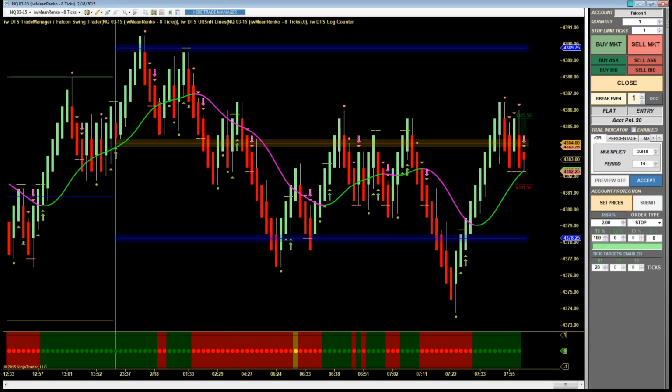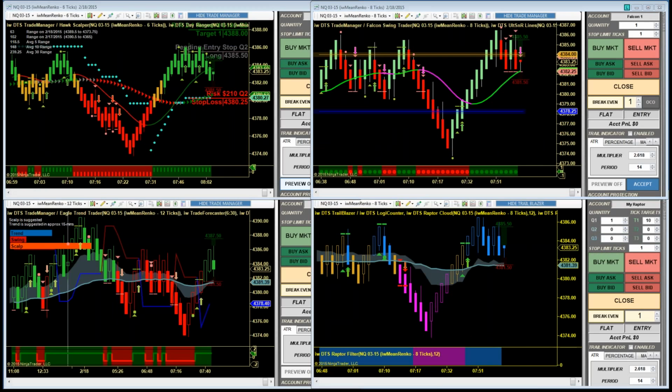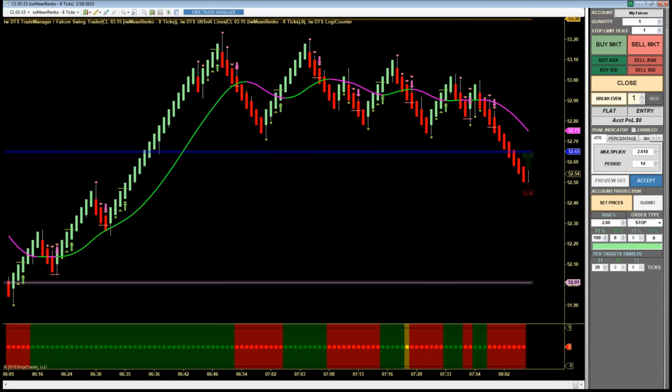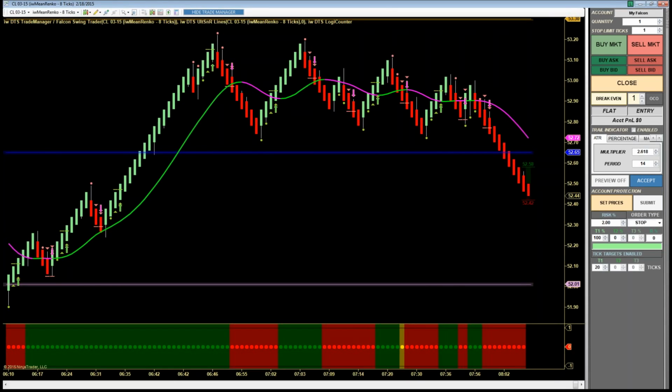All right, very much in sideways mode on the NQ. We're working on a trend change signal here to the upside also. But honestly, I think we're going to see this market fail again and head lower. It's just a whole lot of sideways action.